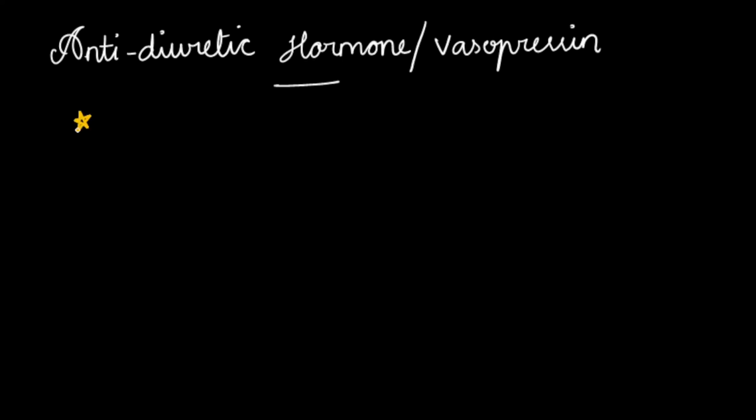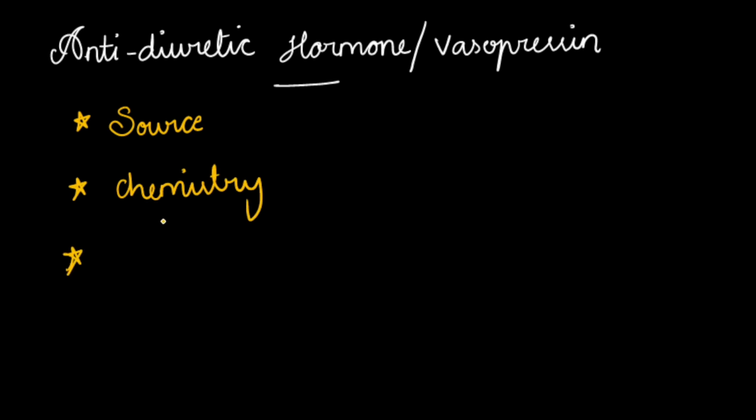Hello learners, today let us continue with our endocrine blackboard series, and today we are going to discuss anti-diuretic hormone, which is also called vasopressin. So here we will be discussing the source of the anti-diuretic hormone, where it is getting secreted, the chemistry and half-life of anti-diuretic hormone, then the action of ADH, and the regulation of antidiuretic hormone.